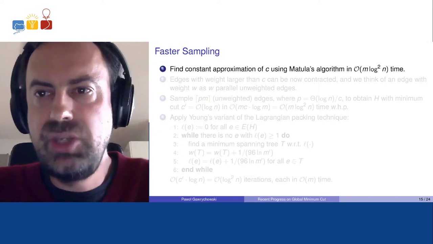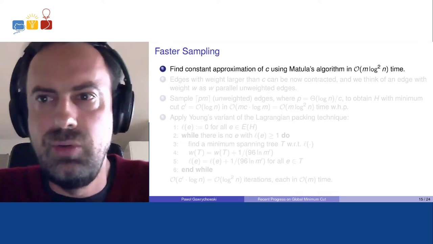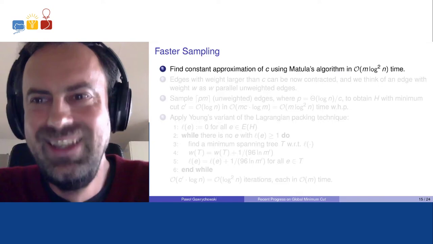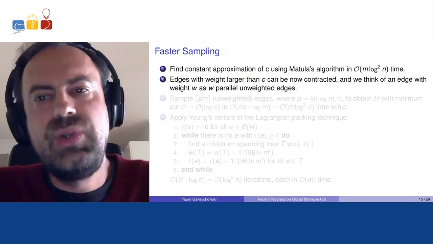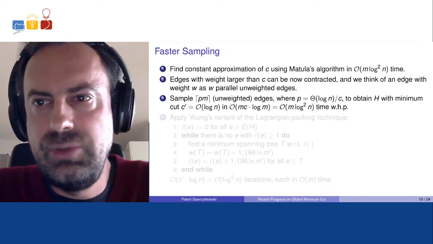So this is the outline of the faster sampling. I will just mention some keywords without explaining in detail so you can check later how it works. So first we need to approximate the minimum cut, and there is a constant factor approximation by Matula. We have to show how to implement it efficiently because it was not needed for the previous algorithm, but now we are getting very close to linear, so it's a bit more annoying. Then we contract edges that are too heavy, and the others are treated as a bunch of parallel unweighted edges. Then we do some random sampling.